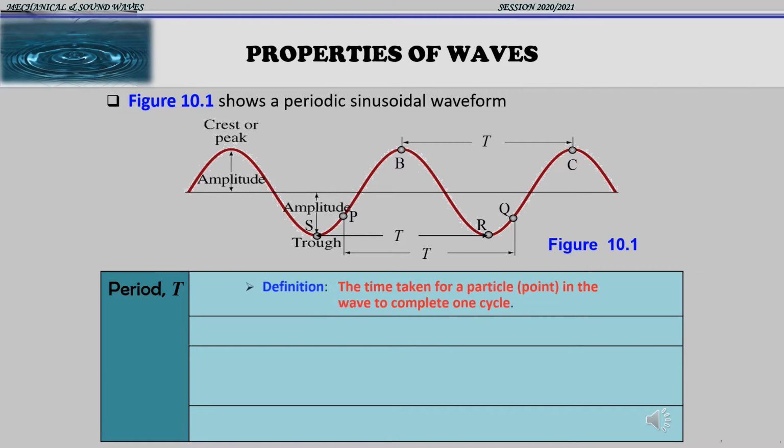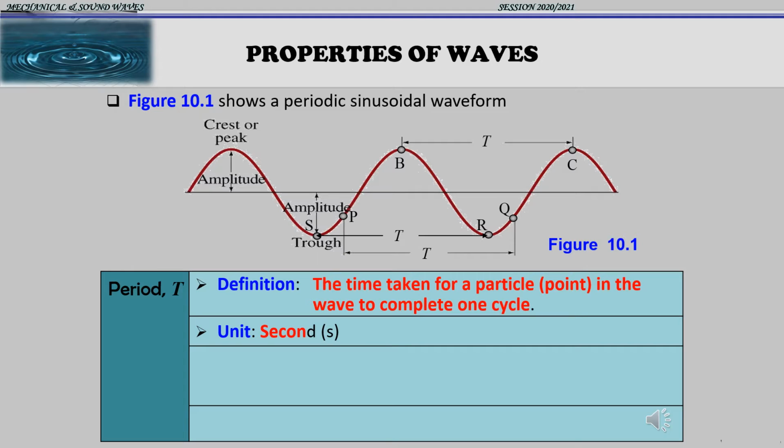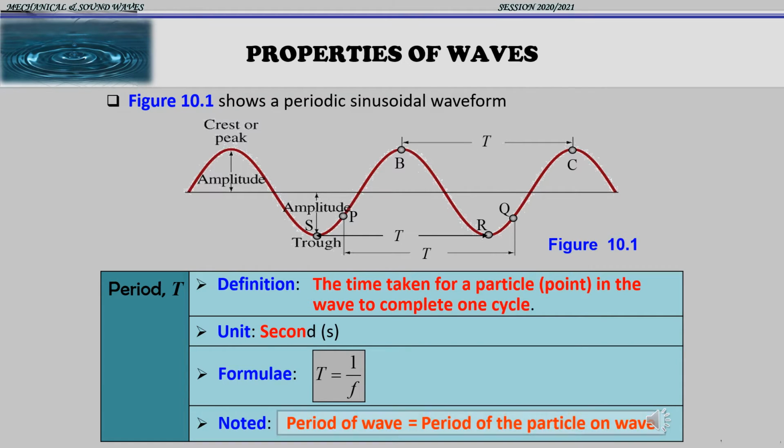Period, or capital letter T. The definition is the time taken for a particle or point in the wave to complete one cycle. The unit is second. The formula for period is T equals 1 over f. You need to take note that the period of the wave is equal to the period of the particle on the wave.